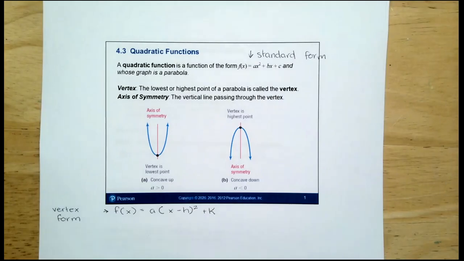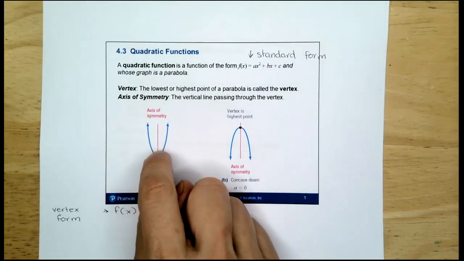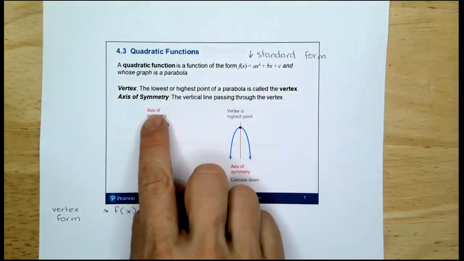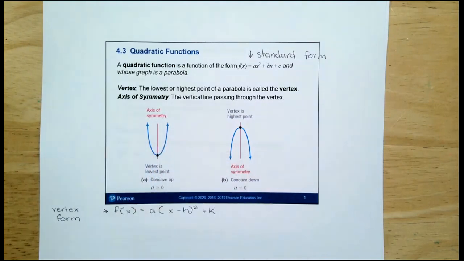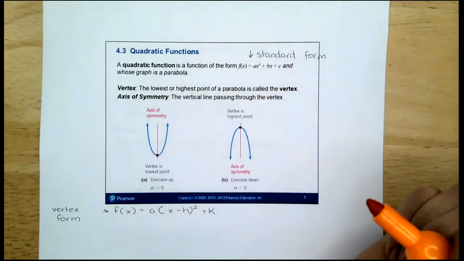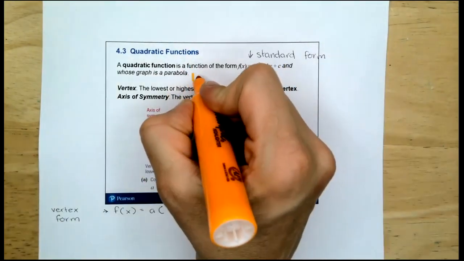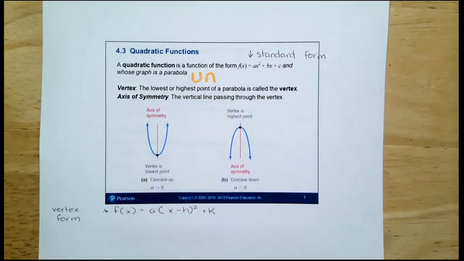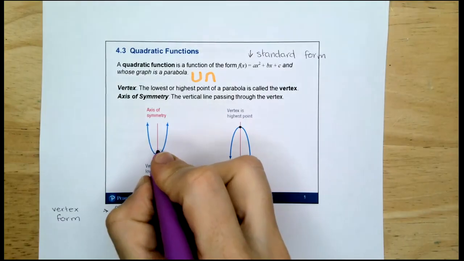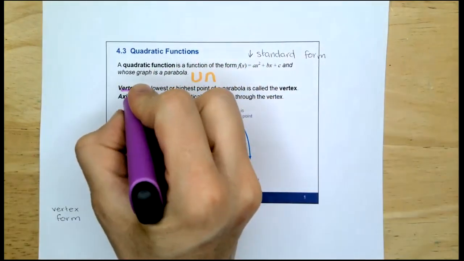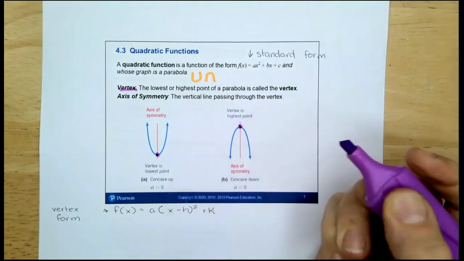A parabola is just a shape. This is a parabola and this is a parabola. This parabola is opening up. This parabola is opening down. There will also be parabolas that open to the sides. Those are not what we are talking about today, but those are still parabolas, okay? The vertex of your parabola is the lowest point or your highest point. Do you see the difference?